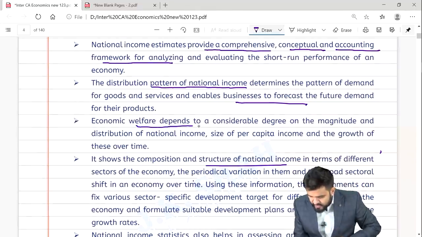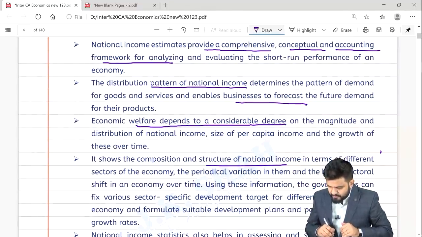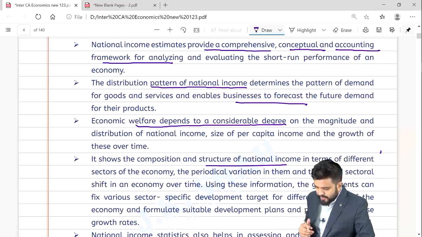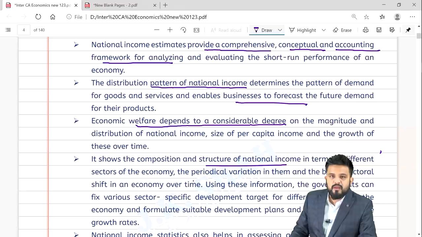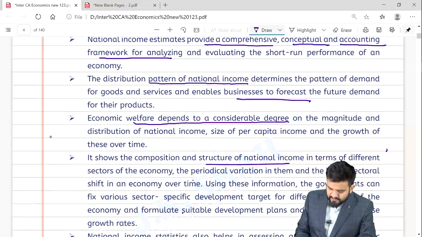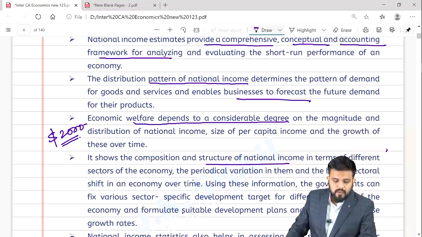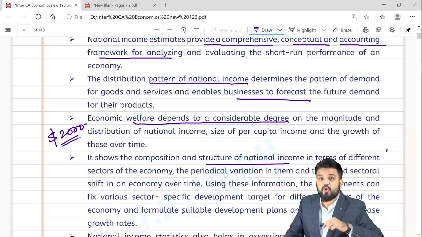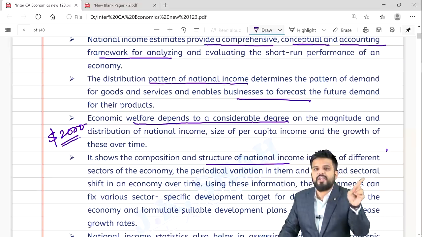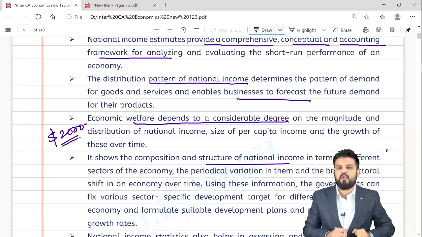Next, economic welfare depends to a considerable degree on the magnitude and the distribution of national income, size of per capita income and growth of these over time. Now, if country's population is under control and national income rises, then I would say per capita income will also rise. Students, today roughly if I tell you, India's per capita income is $2,000. Roughly. The problem with our country is national income may increase by 2%, but population may increase by 2.5%. So if the growth of population is more than growth of GDP or national income, per capita income will look on a lower side, it will fall.